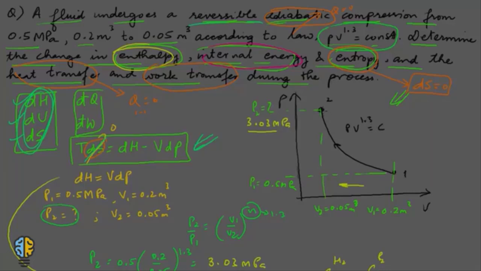So this completes the topic of entropy, and after this let's move on to the next set of topics that talks about available energy, availability and irreversibility.